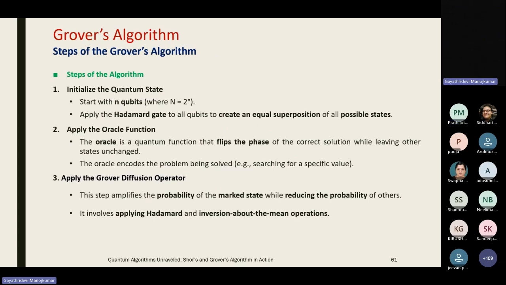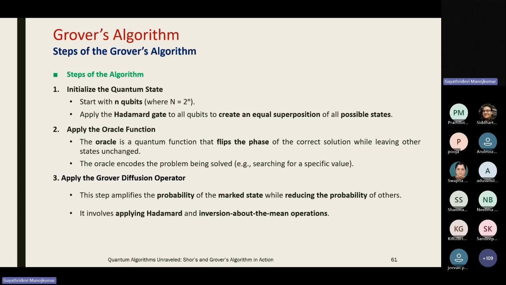Next, we are going to see the step-by-step Grover's algorithm. The first thing I need is to set up the qubits, and next, as we already told, I need to apply the Hadamard gate to all the qubits, to set a superposition of all possible states. The next thing is I need an oracle function. What is the work of the oracle function? To phase flip the correct solution.